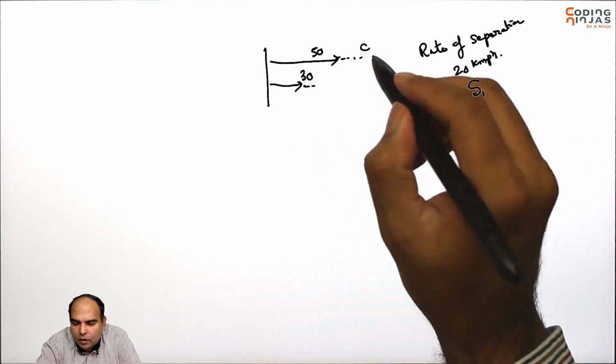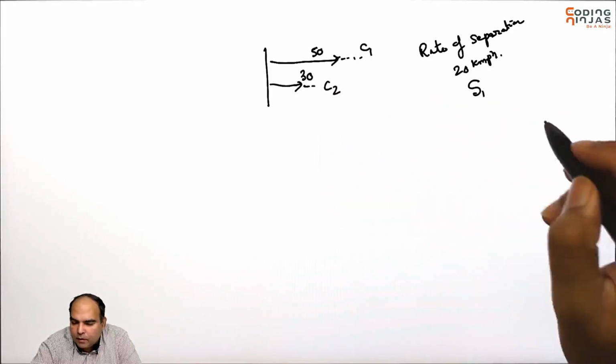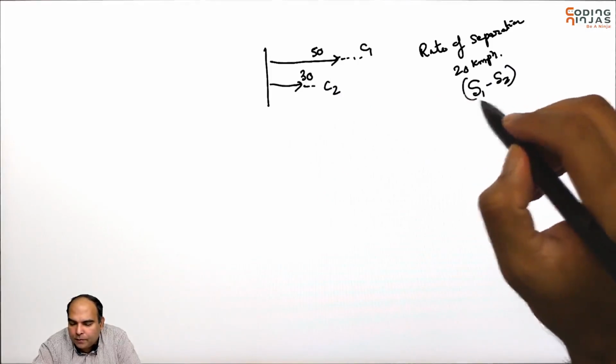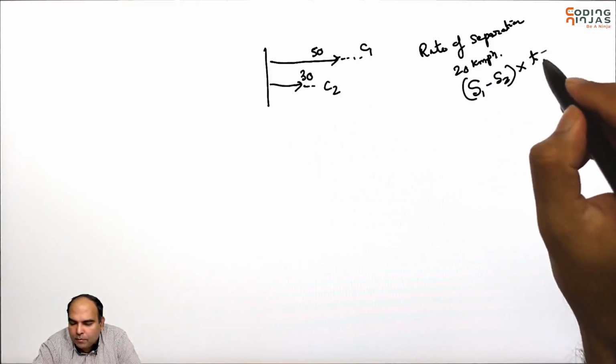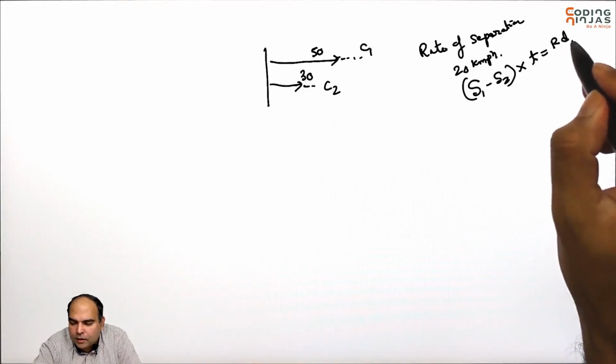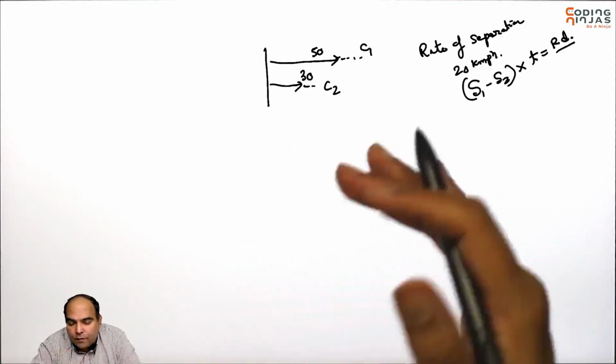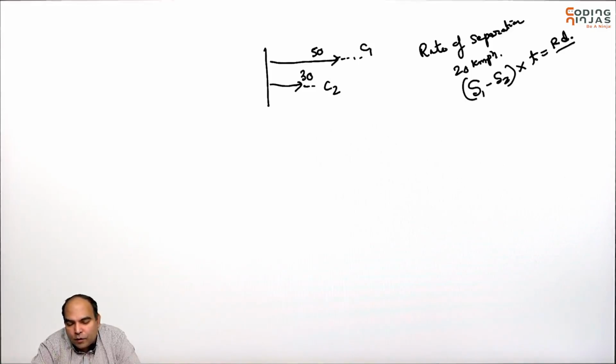And in this case, if I call this car 1 and car 2 respectively, then speed 1 minus speed 2 becomes the relative speed, into time equals the relative distance, which again can be thought of as how much separation you have to create, or how much approach you have to create. There'll be an approach picture also here, we'll look at that.